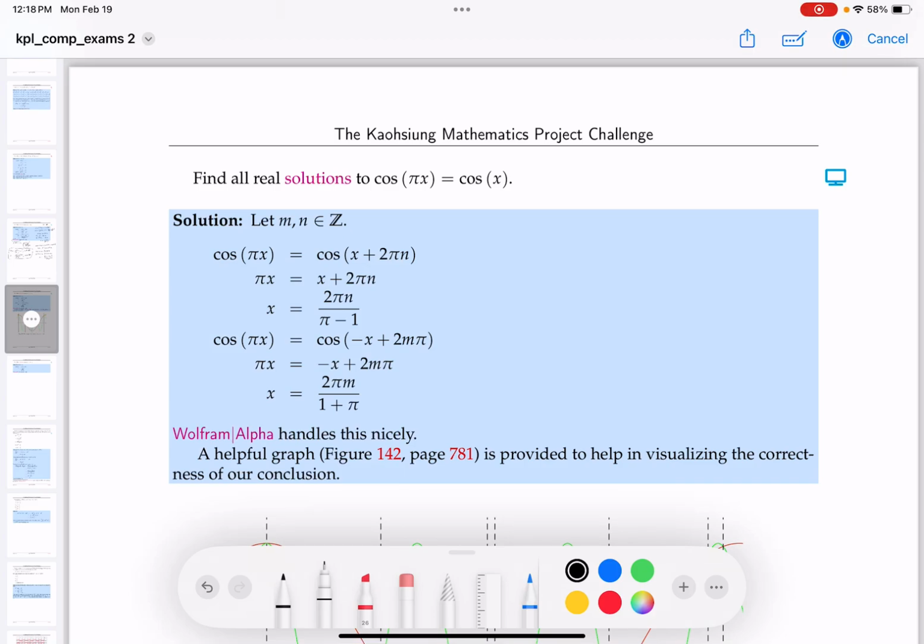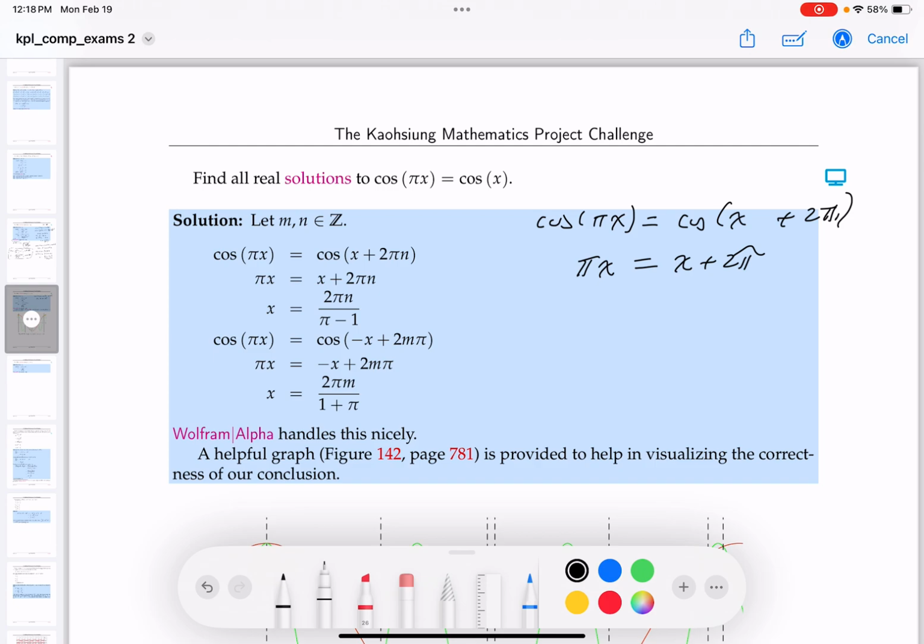Again, this is similar to the other problem. So let's write this one down. Cosine pi x, cosine x plus 2 pi. Equate their arguments. There's going to be repetition here. It's going to be very similar to the last problem. Take away x from both sides.